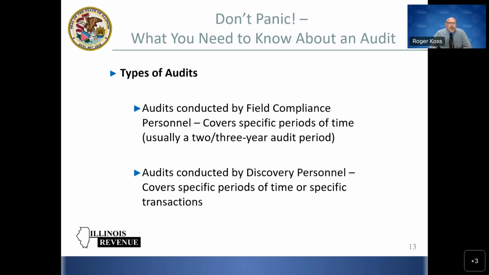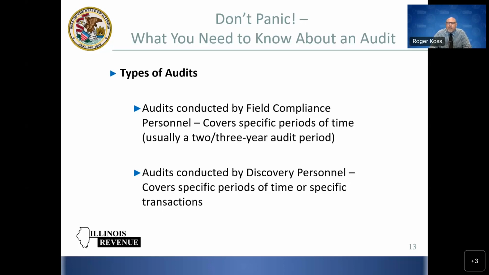The audits conducted by the field compliance personnel usually cover a specific period of time. For the sales tax side, for a registered taxpayer, that's usually a 3-year audit period. For an unregistered taxpayer, that is a 6-year audit period. On the income tax side, we normally conduct a 2 to 3 year period based upon the filings of the taxpayer, either the fiscal year filing or the calendar year filing.